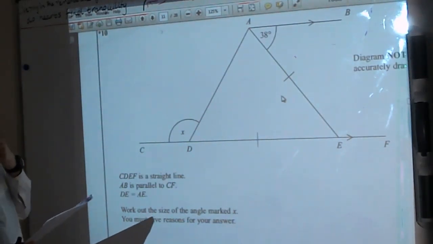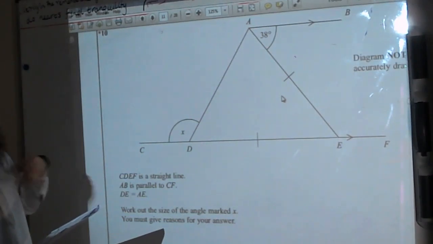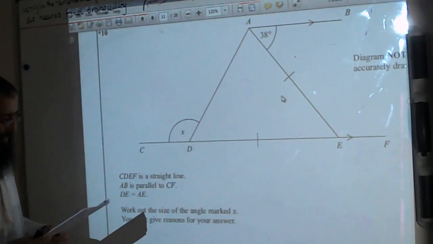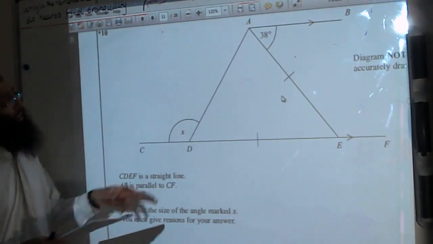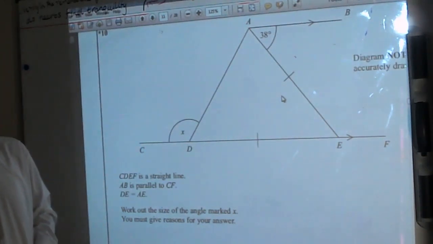And it says DE is equal to AE, so it is an isosceles triangle. We need to work out the size of the angle marked X, which is this one here. You must give reasons for your answer. Right, here we go.